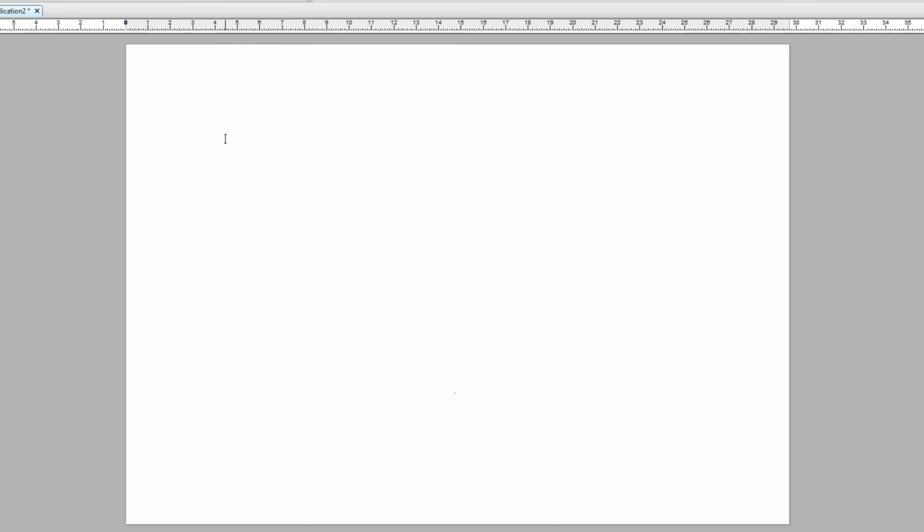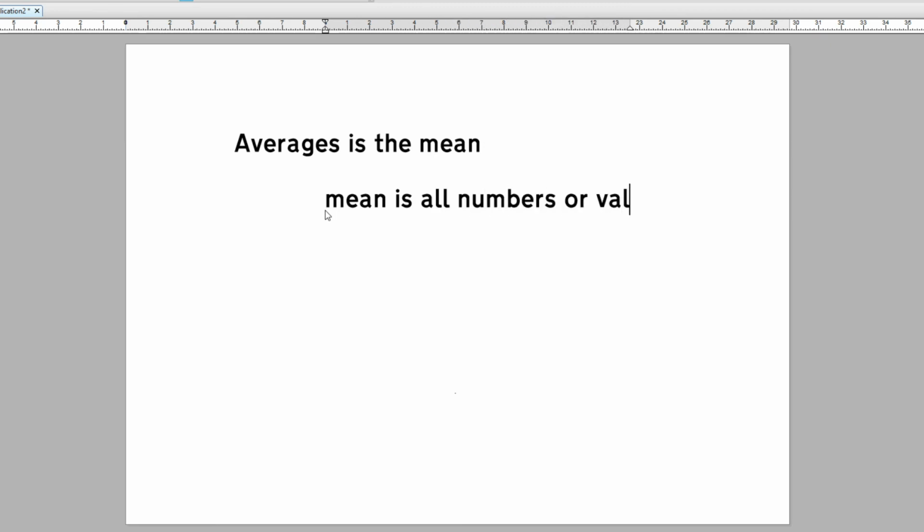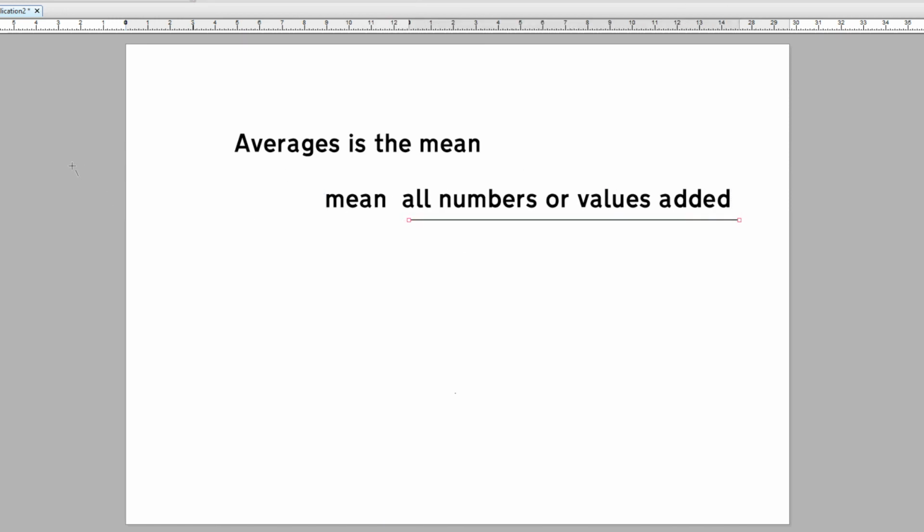Another thing is averages. Averages come up a lot as well. The main one you need to know is the mean, and the mean is all numbers or values added, and you divide this by the count of values. It's basically how many there are.